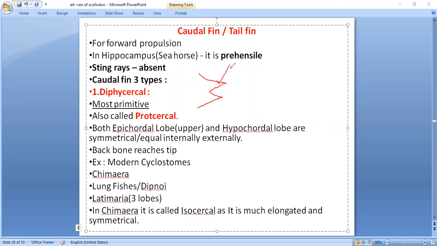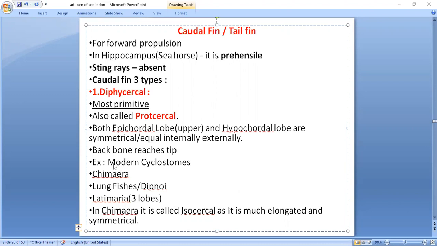So this is called the epicaudal lobe. This is called the hypocaudal lobe. Okay. The upper lobe is called the epicaudal lobe. The lower lobe is called the hypocaudal lobe. And in this type, the backbone reaches up to the tip of the tail. So it will not go up or bend down. This kind of caudal fin is very primitive, and it is symmetrical both external and internal. Such a type of caudal fin is known as diphycercal or protocercal. So the backbone reaches up to the tip.